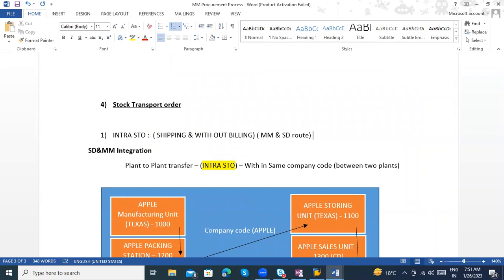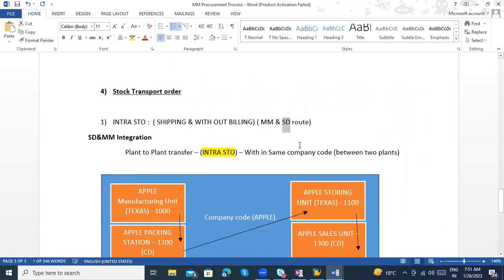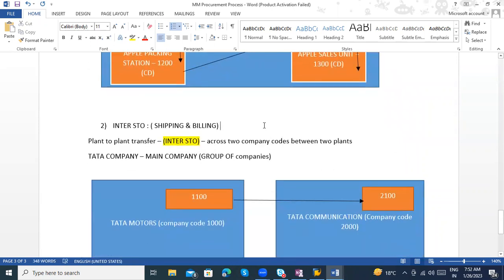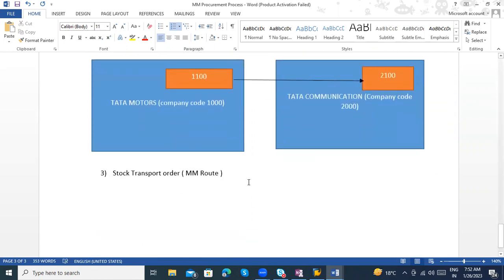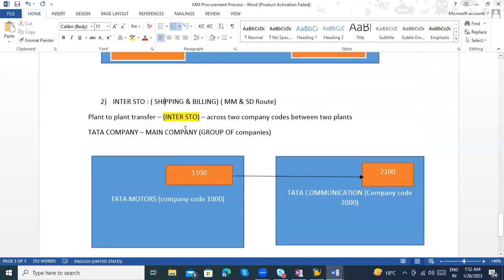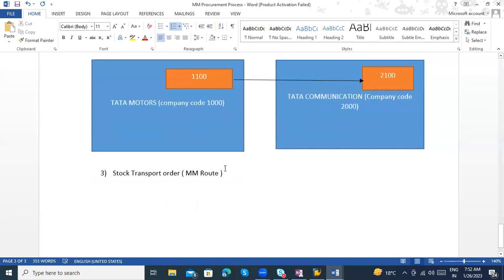That is because the MM team will be involved and the SD team will be involved in this process. This is also an MM and SD route. If suppose we don't have an SD team, so we don't want to prepare any shipping documents or billing document, in that case I can go directly with the MM route. In this case also it's possible.